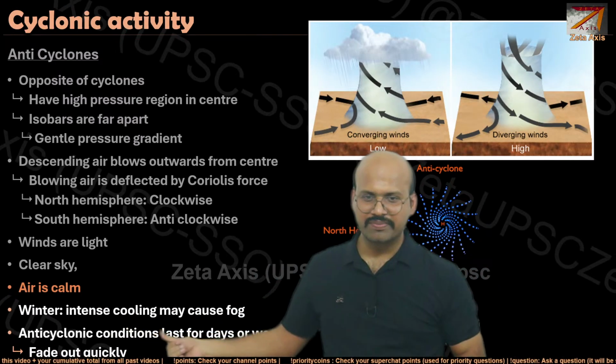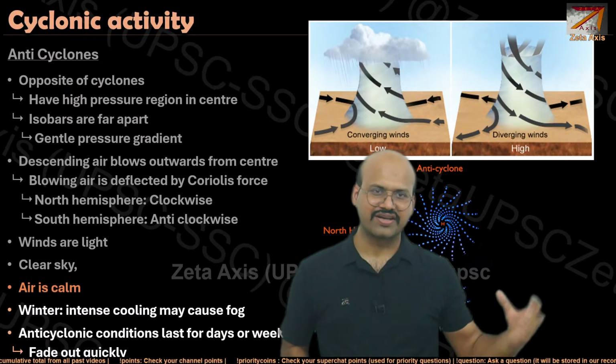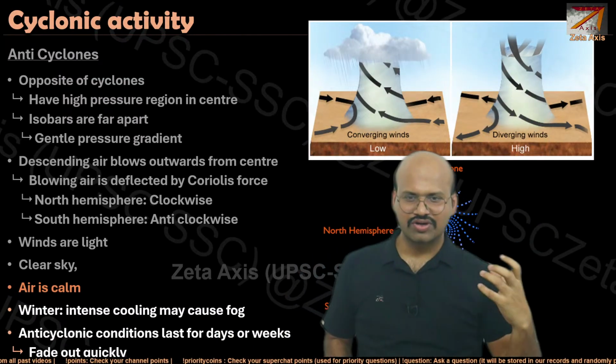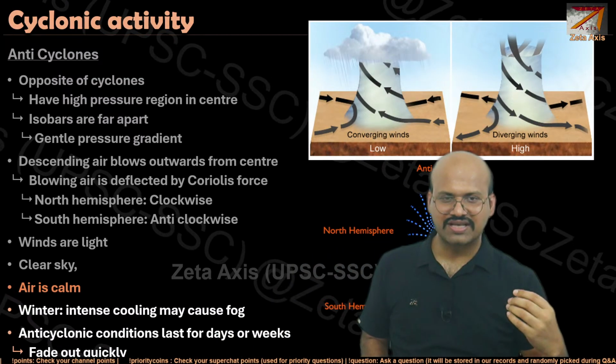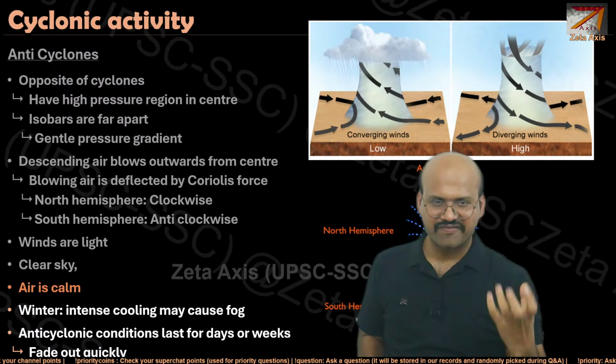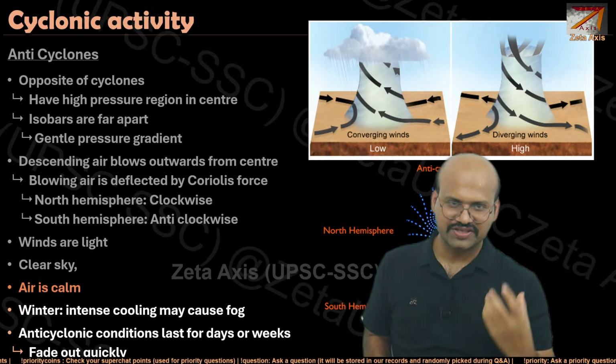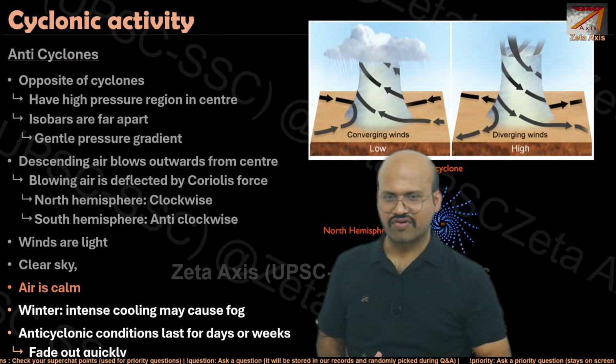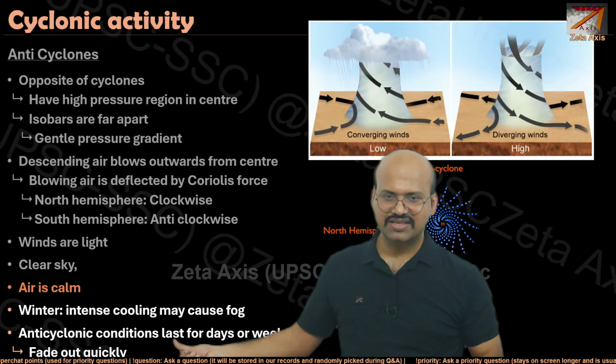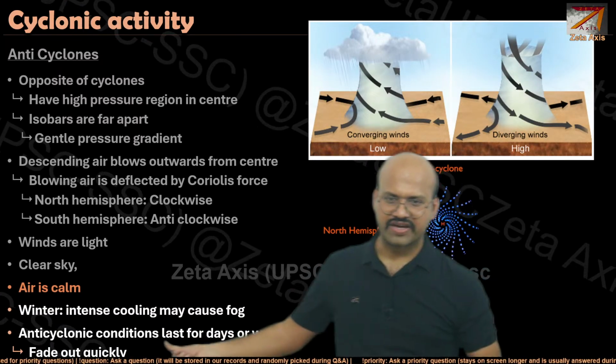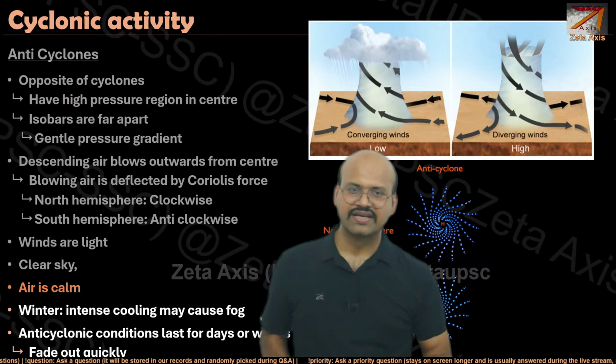In winter, intense cooling may cause fog. So in winter, if there is this anticyclone, it could lead to a foggy situation because the air is not rising. The moisture is confined to the lower grounds, and if there is sufficient cooling in the region, you will see fog. Anticyclonic conditions last for days or weeks, but they fade out quickly with the change in atmospheric conditions.